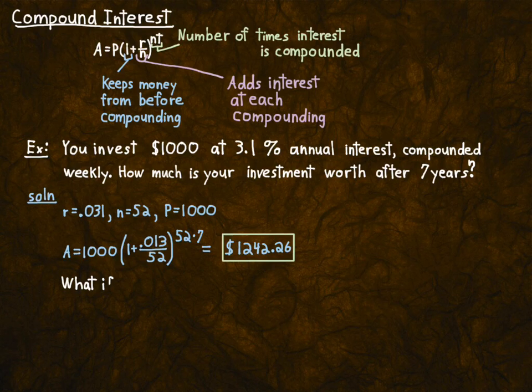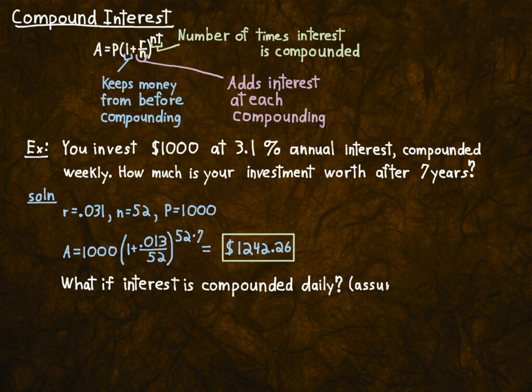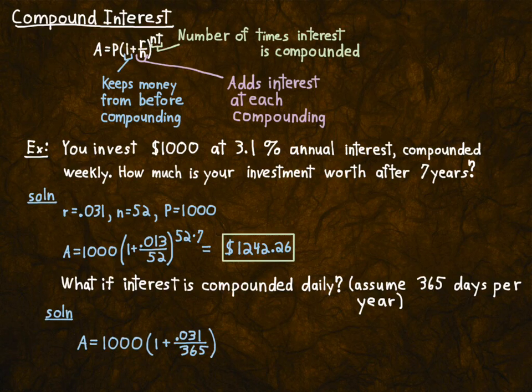So it's something. So what if the interest is compounded daily instead of weekly? And here they just assume you have 365 days per year. They're not going to use a more accurate one. The text usually just uses 365. So then I would have the same thing, only with 365 replacing the two places where there's an n. So my n is 365.